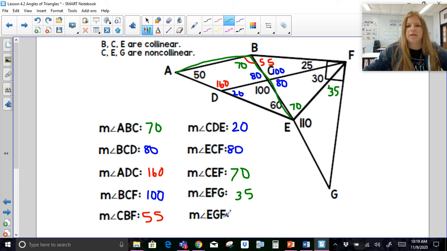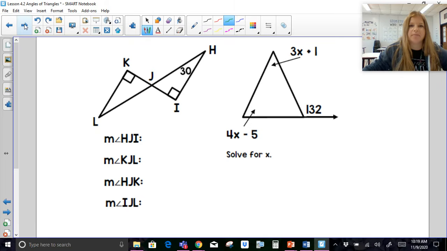And EGF, if this is 110 and this is 135, then that's 145. And 145 subtracted from 180 is also 35. Okay, pretty good problem.